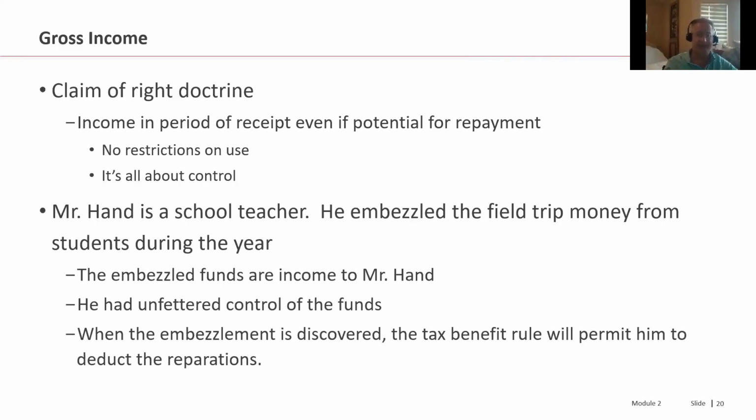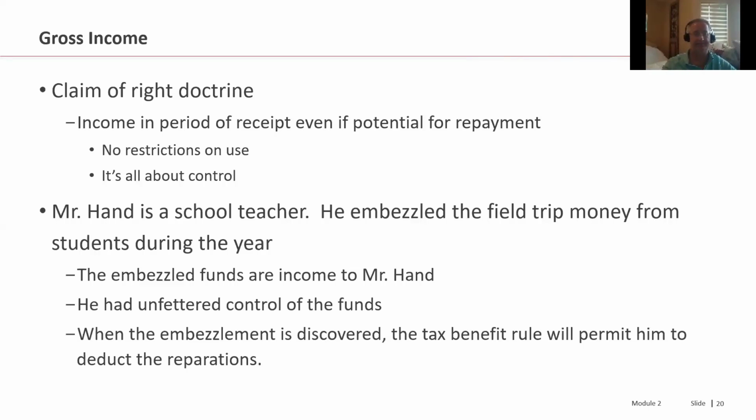In the period of embezzlement, he had unfettered control of the funds. And until that embezzlement is discovered, the claim of right rule says that's income to Mr. Hand. The tax benefit rule would say, okay, well, when you get caught and you have to pay it back, now we'll allow you to deduct those reparations when you pay them. So the claim of right is really just an aggressive income recognition stance that's been built up between the courts and the IRS.